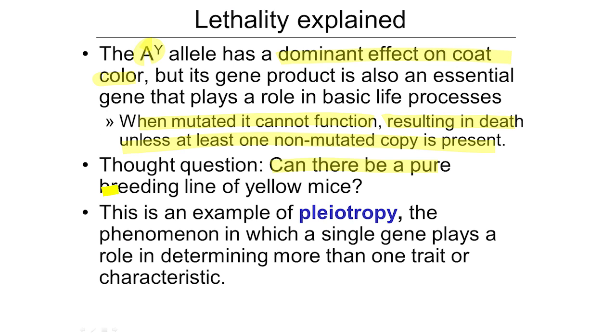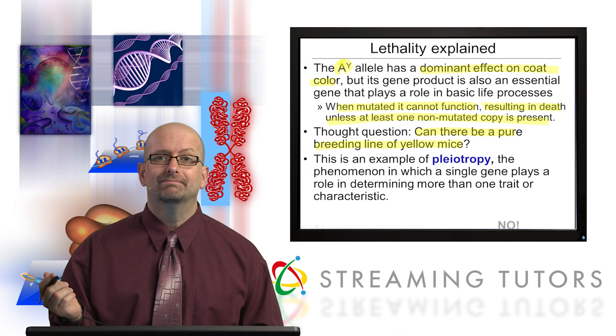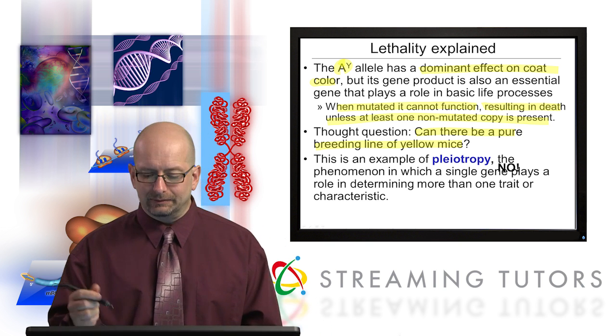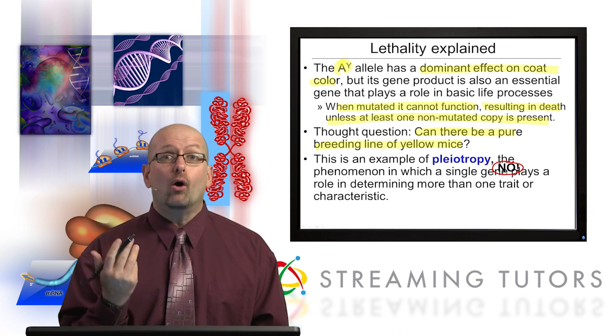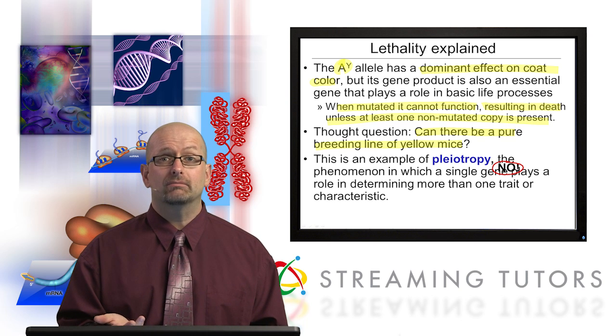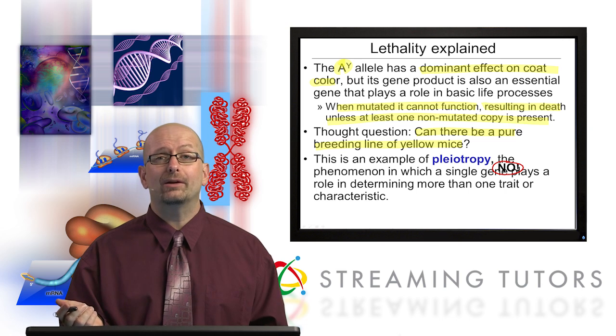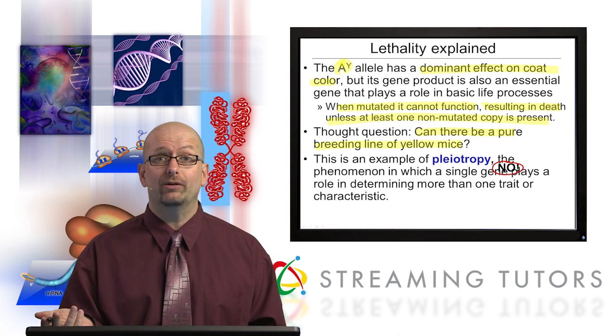Can there ever be a pure breeding line of yellow mice? The answer is no. Why not? All yellow mice are heterozygous. Heterozygotes are not pure breeding. We just saw if you cross 2 yellow mice by each other, you get the 2-to-1 ratio, right?